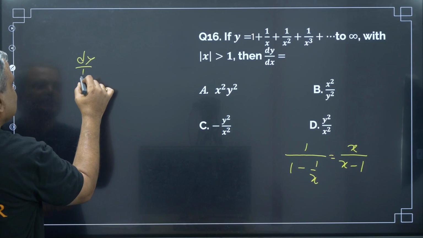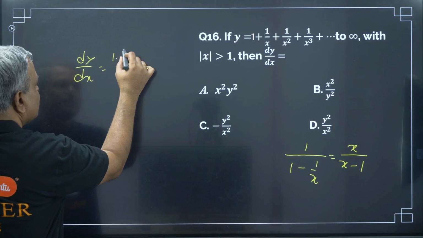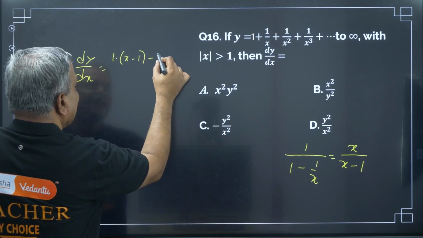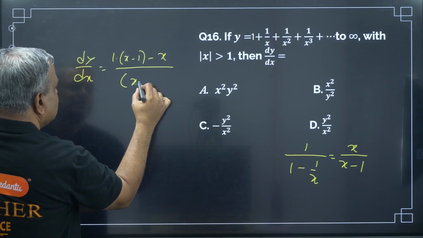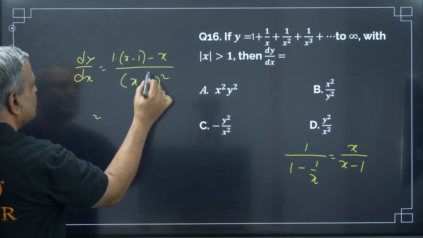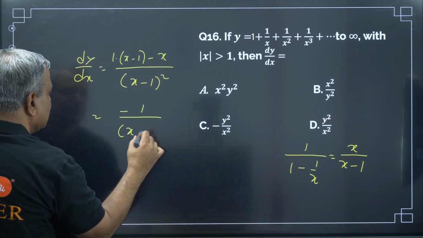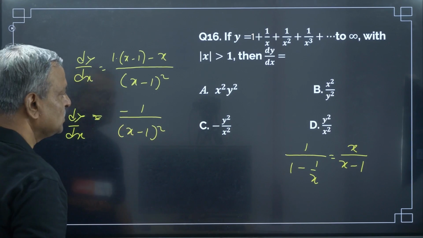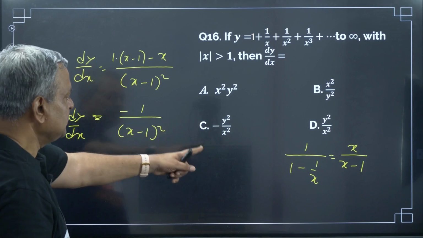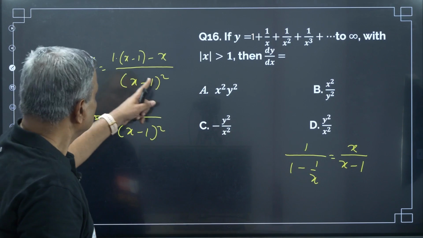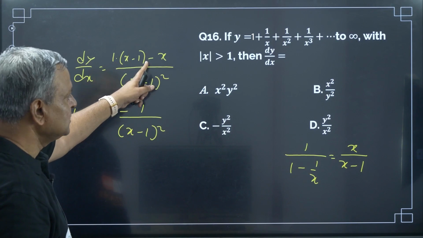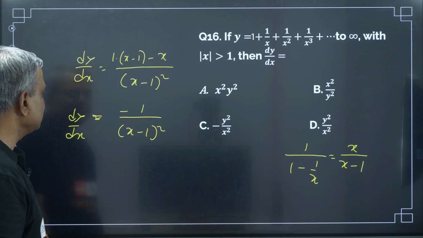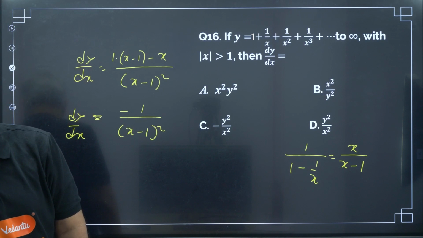dy by dx: differentiation, numerator derivative is 1, into x minus 1, minus numerator times the derivative of the denominator, which is 1, by x minus 1 whole square. So x and minus x will cancel, giving minus 1 by x minus 1 whole square. Fortunately, you are getting the same thing. Because the denominator derivative is 1, so 1 into x minus 1, minus x times the derivative of the denominator, which is 1. So x will be there. So you get minus 1 by x minus 1 whole square.